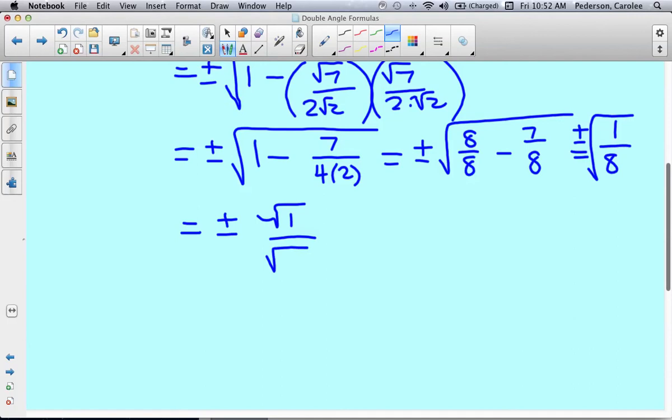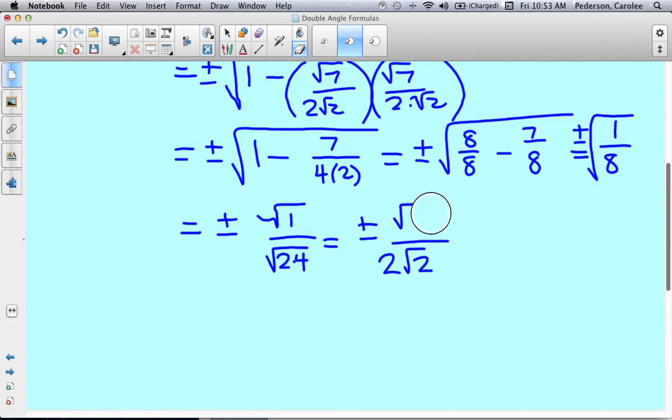Plus or minus again, split up the square root of 1 over 8. Square root of 8 is the same thing as 2 times the square root of 2. Plus or minus the square root of 1 over 2 square roots of 2. And you can change that square root of 1 to a 1. IB textbooks leave the radical in the denominator. We would like you to still rationalize that. Now, one last thing.